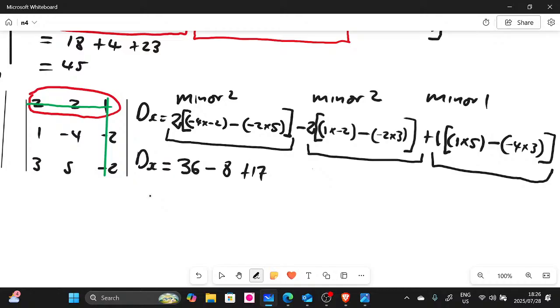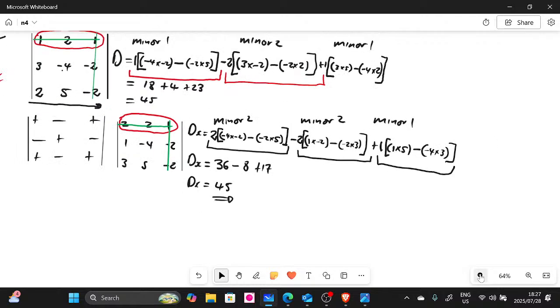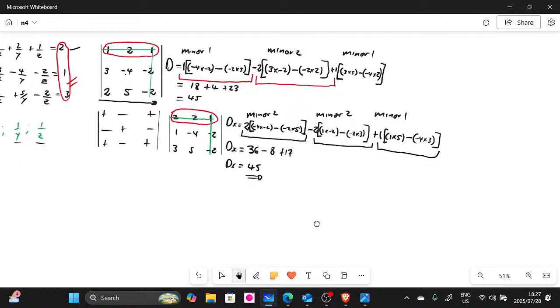If we add these together, 36 minus 8 plus 17 inside the calculator gave me 45. So your dx is also 45. When you calculate your x, this is how you calculate for this variable, whether x or y. You use the same method, guys.